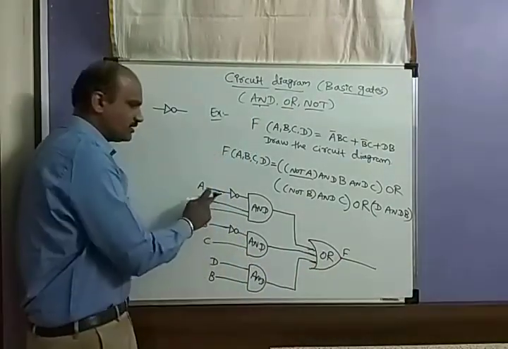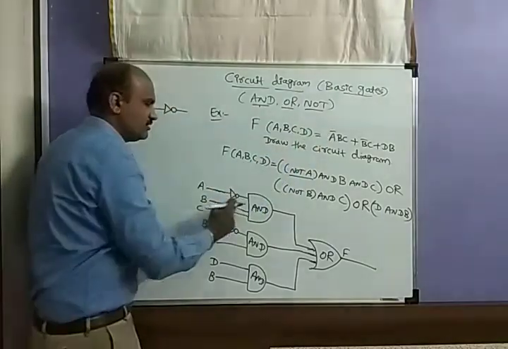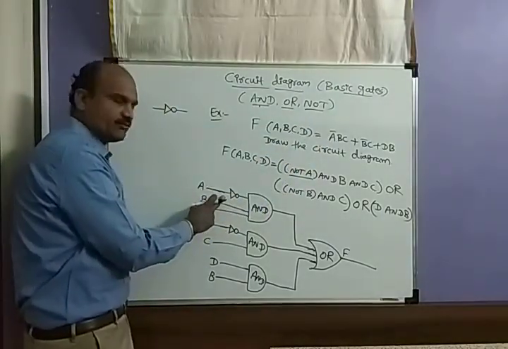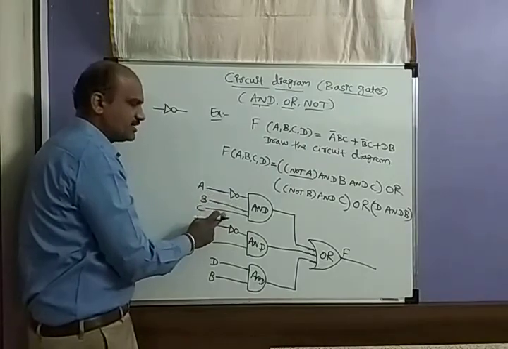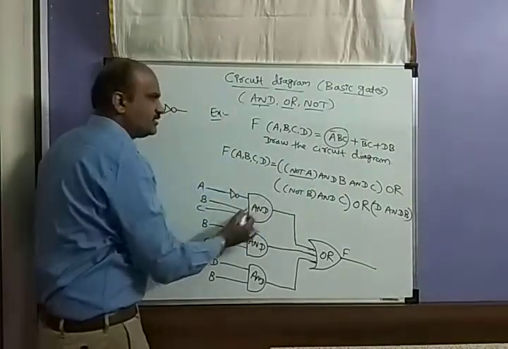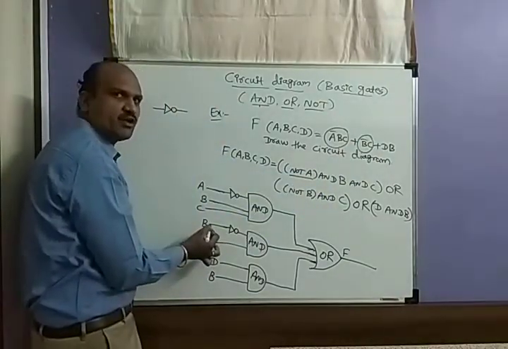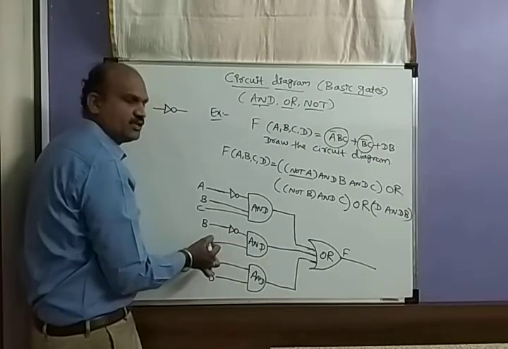See here, the important thing is this one. Here A bar is given, so you have to write the NOT gate symbol. Then B is as usual and C is as usual. So this is one AND gate. Then we have another AND gate, B bar and C. B bar is a NOT gate, then the C. Here 2 inputs are there.